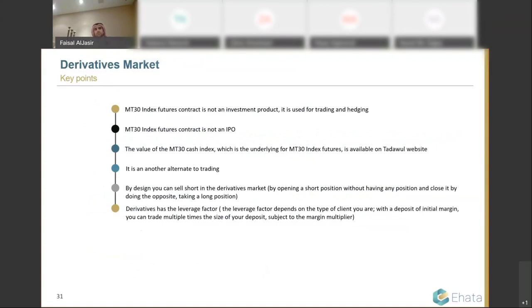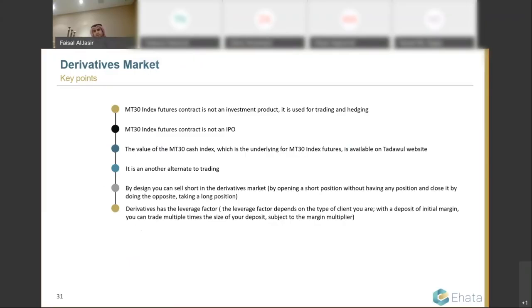It's important to understand that the MT30 index contract is not an investment product used for trading and hedging. The MT30 index is not an IPO. The value of the MT cash index, which is the underlying for MT30, is available on the Tadawul website. So the Tadawul website is very rich with information regarding the MT30 and soon in the future index too.